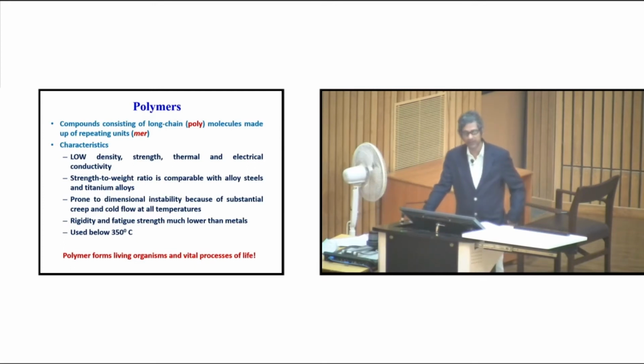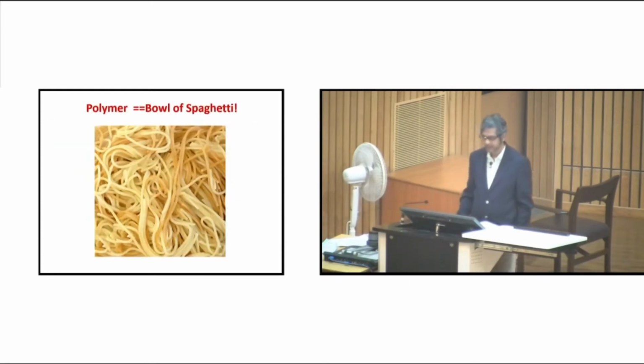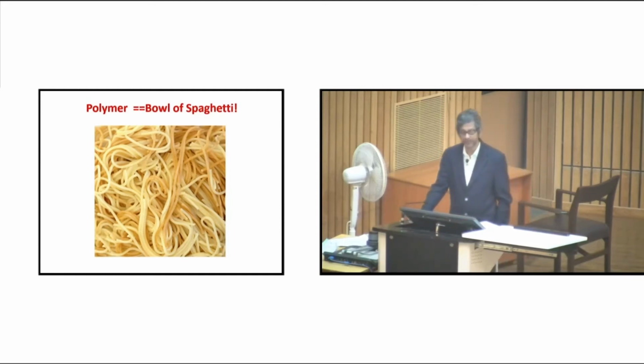Polymers are basically low density, with high normal strength, and they have reasonably good thermal and electrical conductivity. The strength to weight ratio is comparable with many alloy steels because they have very low density, and they are very prone to instability because of substantial creep and cold flow at all temperatures. Rigidity and fatigue strength are much lower than metals, and they are normally used below 350 degrees Celsius, not more than that. Most importantly, polymers form living organisms and they are vital to the processes of life. I always compare a polymer to a bowl of spaghetti. We all know spaghetti.